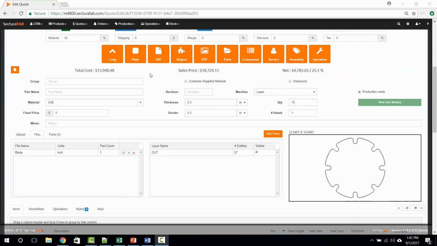Good afternoon. On today's Sectura Solve Seconds, what I'm going to quickly run us through is a question that I get quite often. When we purchase Sectura Soft, do we have to set it up in imperial inches or can we set it up in metric?